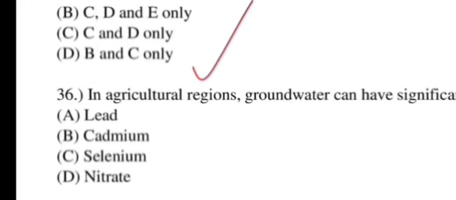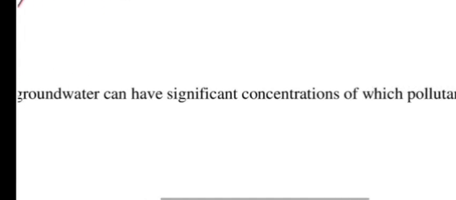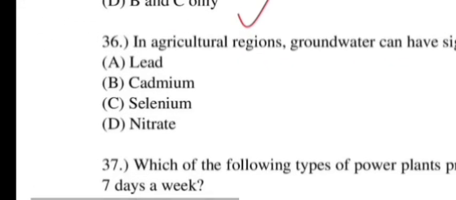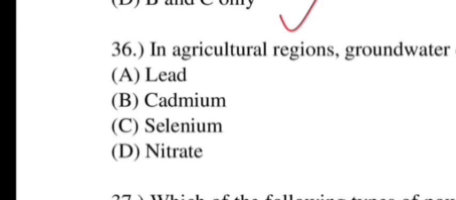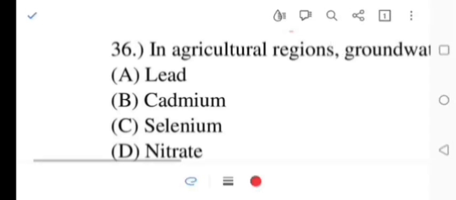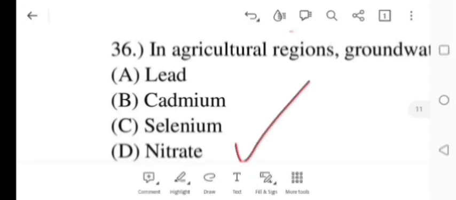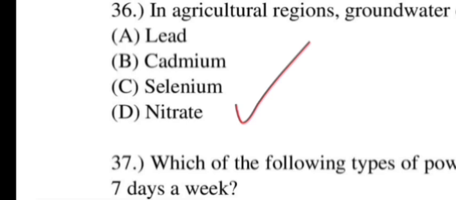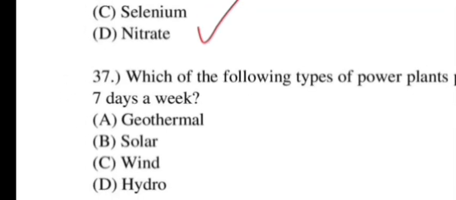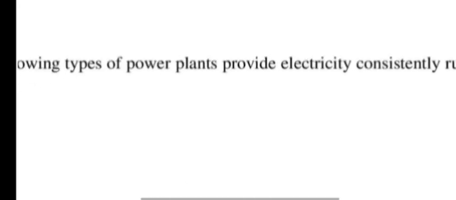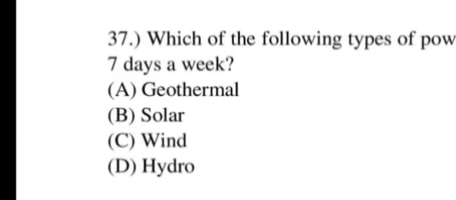Number 36 says, in agricultural regions, groundwater can have significant concentrations of which pollutant? Lead, cadmium, selenium, nitrate. 36, it will be nitrate. Okay. Number 36, option D will be correct. Similarly, number 37 says, which of the following types of power plants provide electricity consistently running 24 hours per day, 7 days a week? Geothermal, solar, wind, hydro. 37, it will be geothermal.